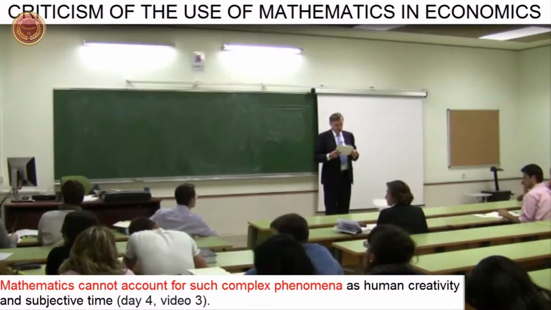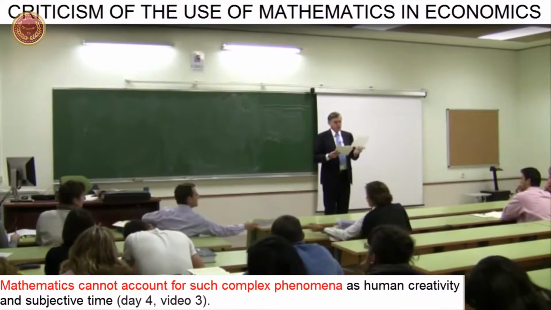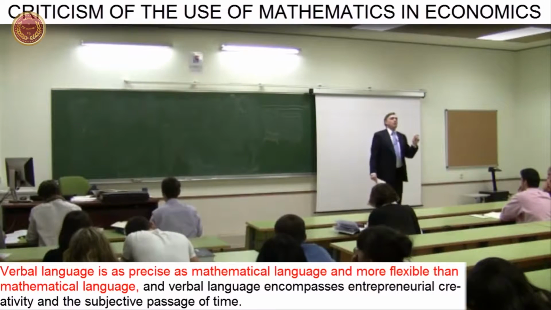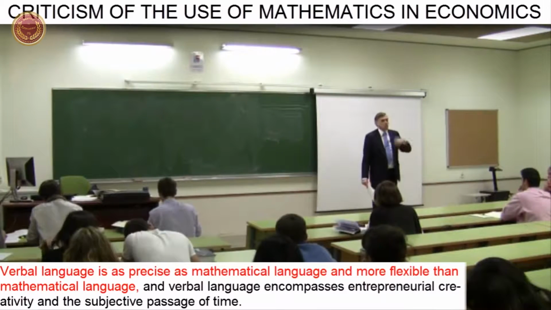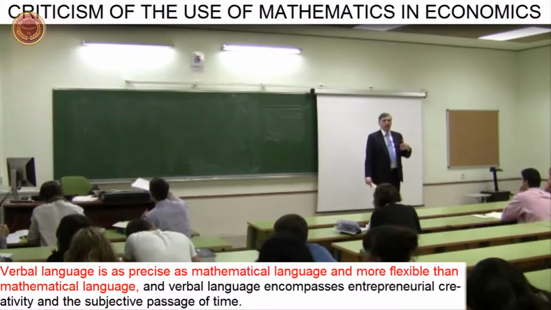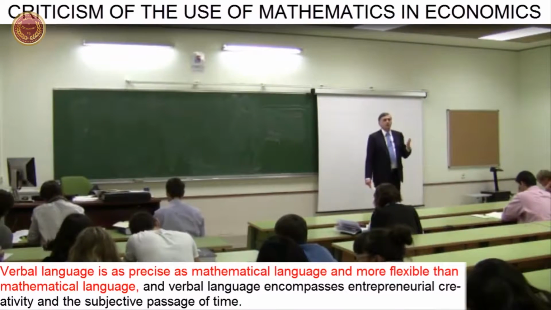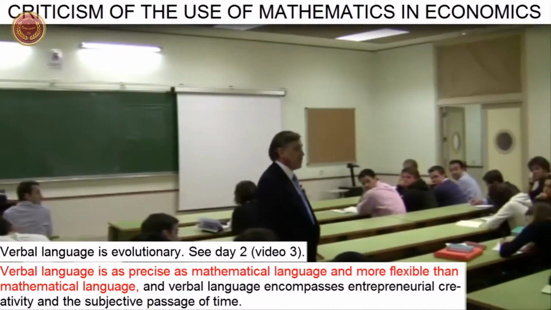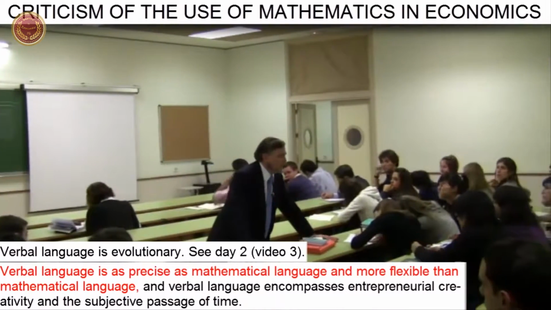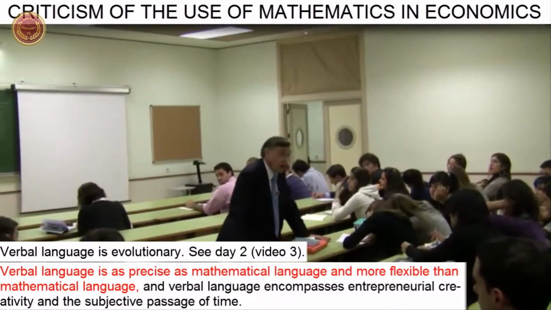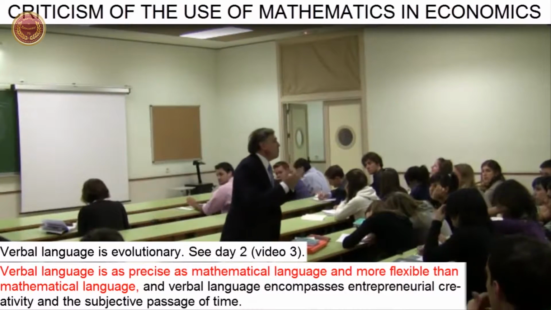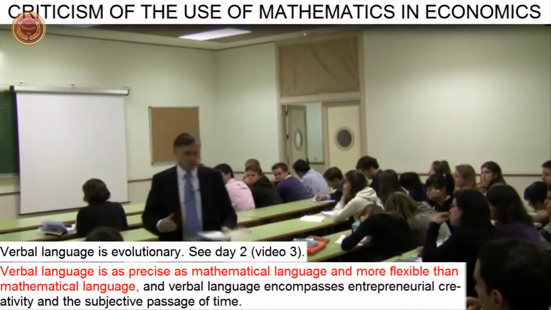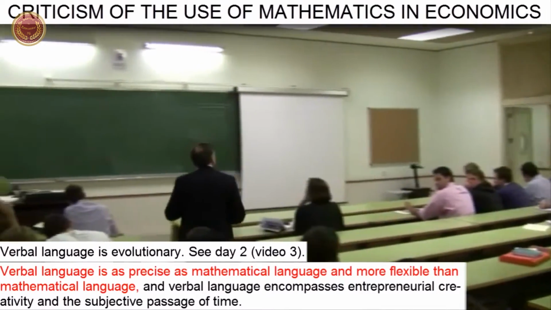Sometimes it is said that mathematical language is more precise than verbal language. That's not true. Verbal language is just as precise as the most complex mathematical language. Furthermore, verbal language is much more flexible, and it encompasses entrepreneurial creativity and the subjective passage of time. Why? Because verbal language has evolved over generations and generations of human beings, each of whom has developed his or her creativity, by writing a screenplay, for example. That is, people have used verbal language to express precisely those realities that mathematics cannot account for: entrepreneurial creativity and the subjective passage of time.